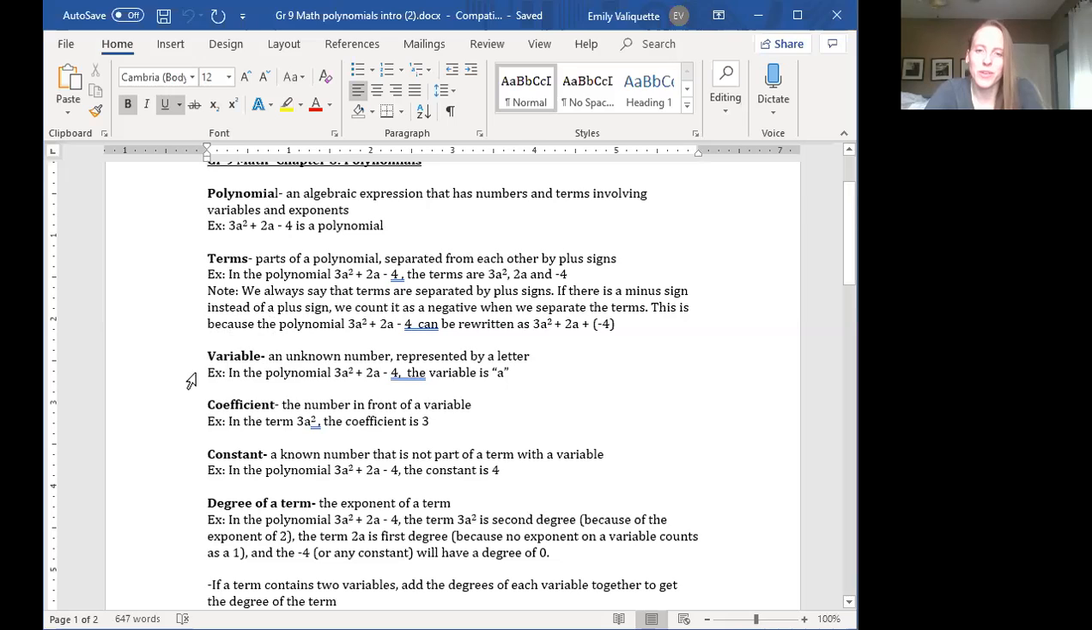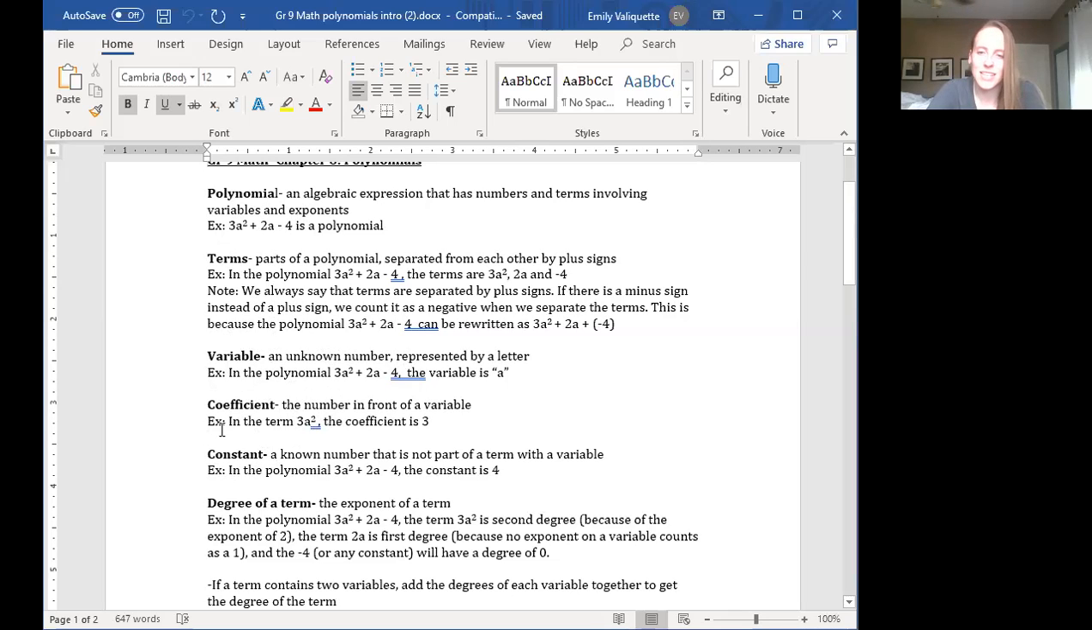The variable is then the unknown, so we represent it with a letter. In the case of this polynomial, a would be the variable. The coefficient is the big number in front of a variable. So for example, in the term 3a squared, 3 is a coefficient. In this polynomial, positive 2 is also a coefficient because it's also in front of an a.